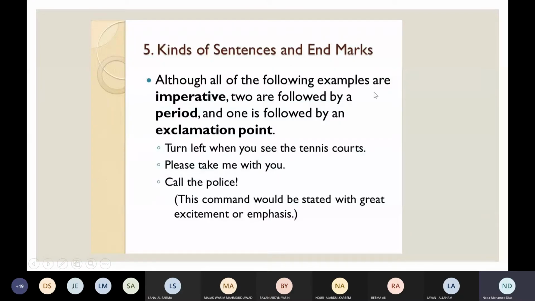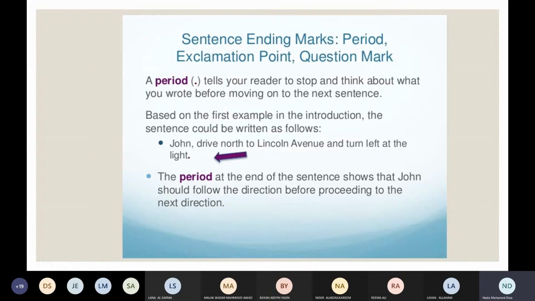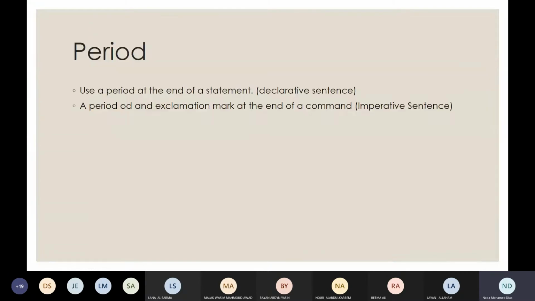Although all of the following examples are imperative, here I use it in the declarative sentence. As I wrote here, I use a period at the end of a statement, a declarative sentence. When I say a statement: I woke up at 9 a.m. every morning. My favorite subject is psychology. A period. Then an exclamation mark at the end of a command.